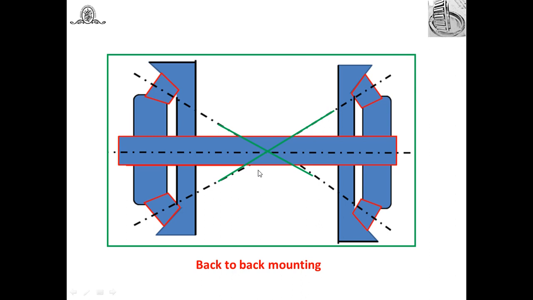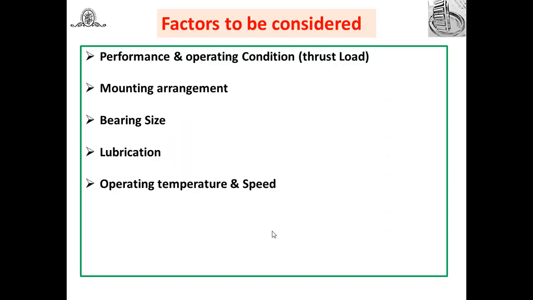Because of these mountings, you will get an idea of the axial load which is acting on the bearing. Again, here are the main important things. While selecting the taper roller bearing, you have to consider some important factors. And these factors are the operating condition of the bearing.